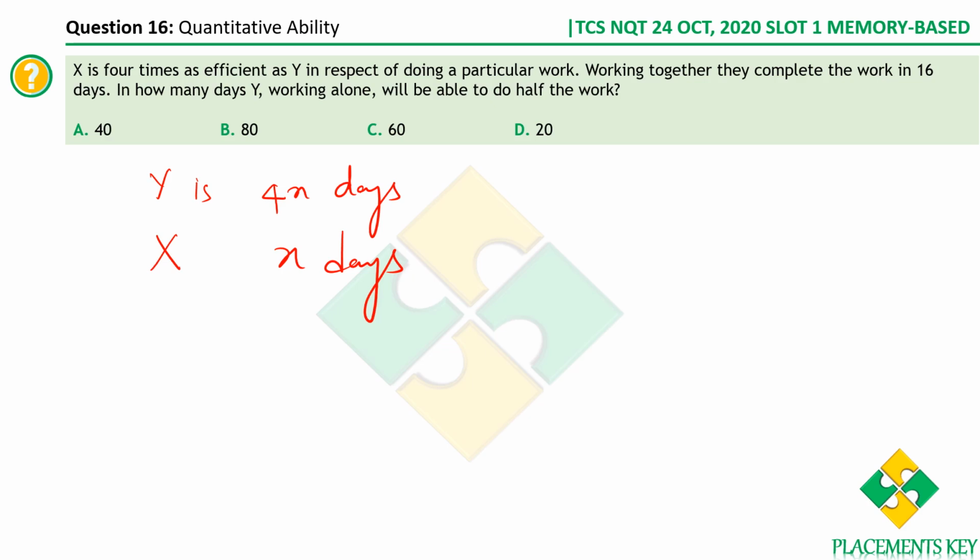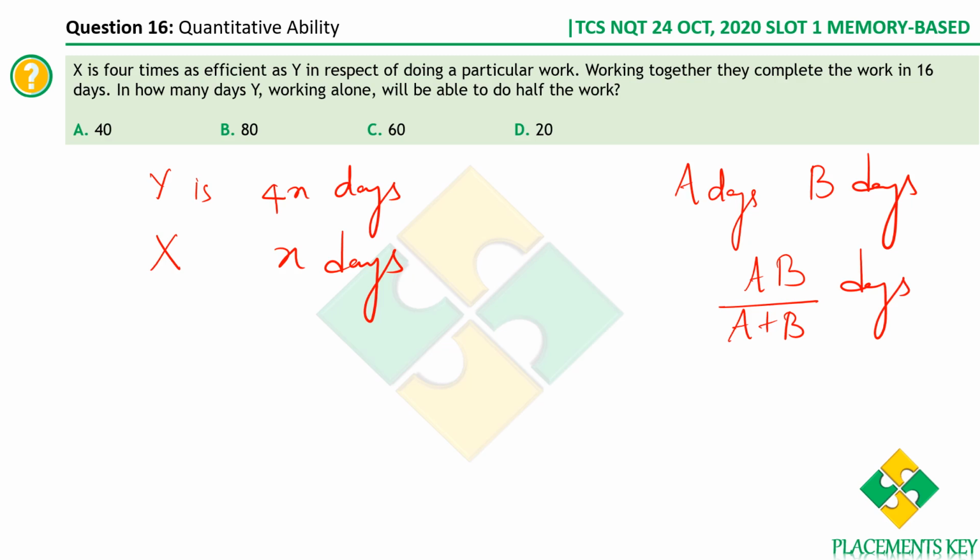Now working together, they'll complete the work in 16 days. When two men are there, and the first takes A days to finish the task and the second takes B days working alone, then working together they'll finish the task in A into B by A plus B days. You should have learned this in the time and work topic.